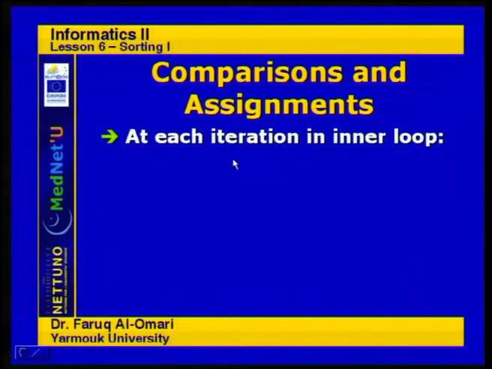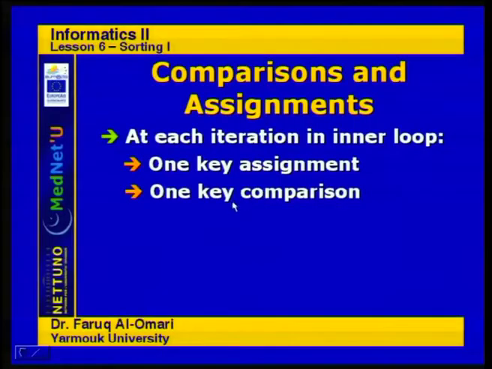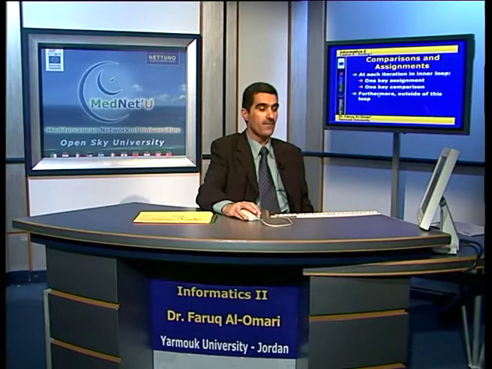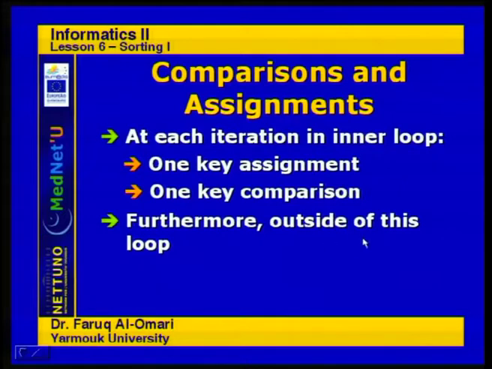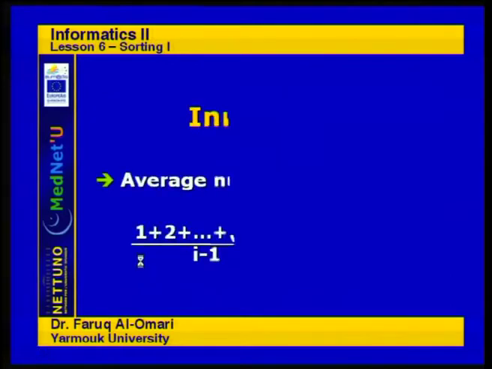Comparisons and assignments. At each iteration in the inner loop, what do we have? One key assignment, that's at the very beginning when I put the ith element in a temporary storage. And then one key comparison to see if I need to go back or not. That's inside the for loop. And furthermore, there is one outside this loop. There are 2 assignments. Okay? And these 2 assignments are, let me go back real quick.